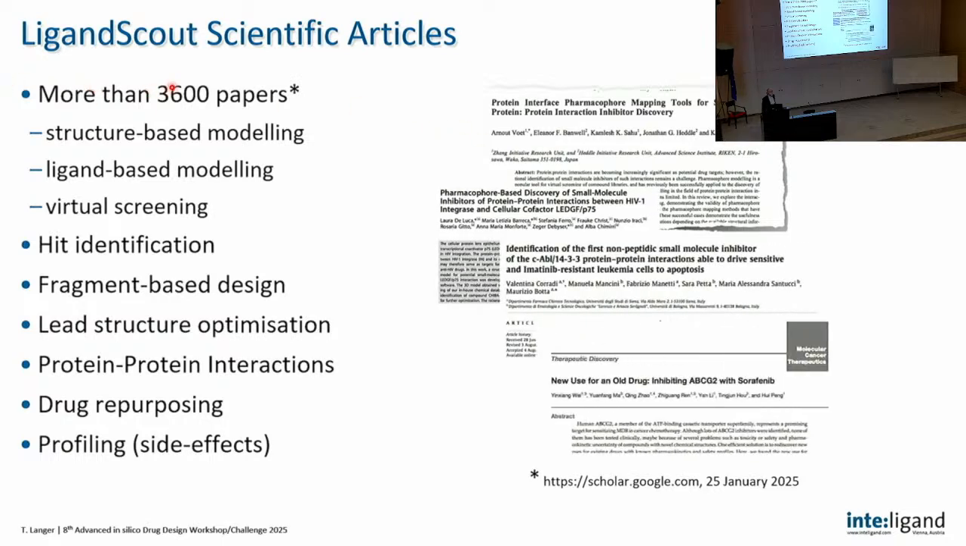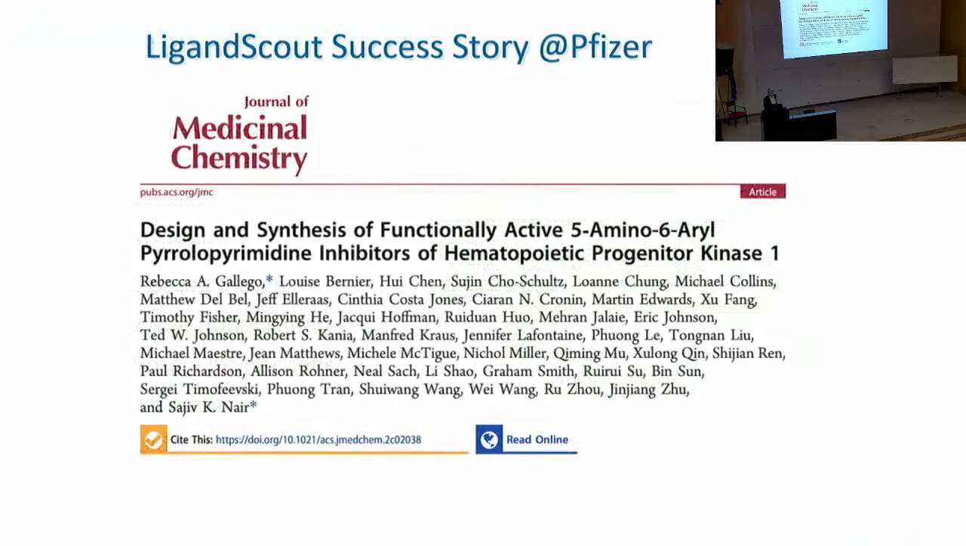When you look at the literature, you find nowadays more than 3,600 papers where people did structure-based modeling and ligand-based virtual screening. They used it for hit identification, fragment-based design, lead structure optimization, PPI elucidation, drug repurposing, and profiling. If you just look into Google Scholar, you will find very interesting papers where people use this software to find active molecules, and even molecules that go into clinics.